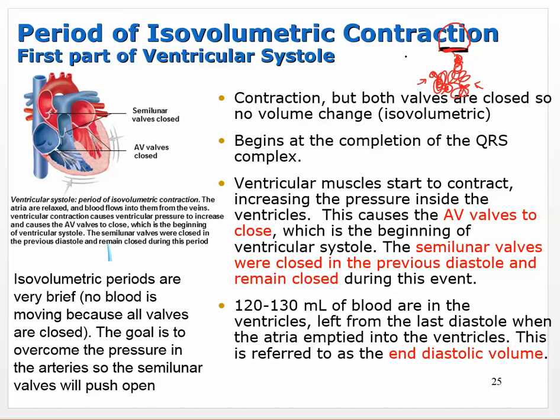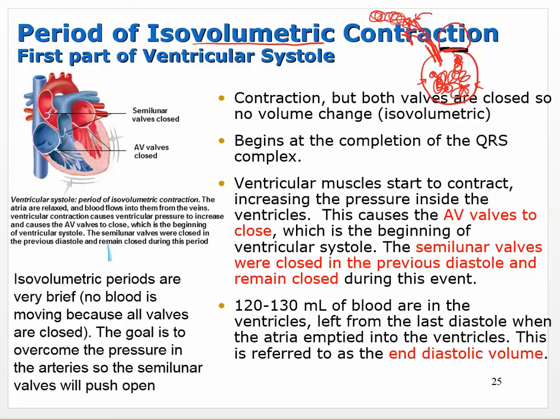So after this period of isovolumetric, which just means no change in volume, the semilunar valve opens, and blood starts to flow out. Now, there's a lot to that, because you're wondering what's causing this pressure to build up out here. And that's exactly it. You could have blockages, atherosclerosis, arteriosclerosis, where you just don't have the holding capacity and the blood pressure is very, very high out here.